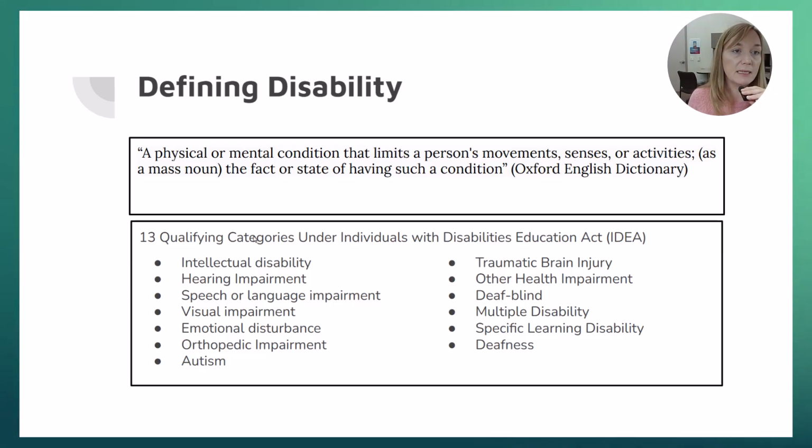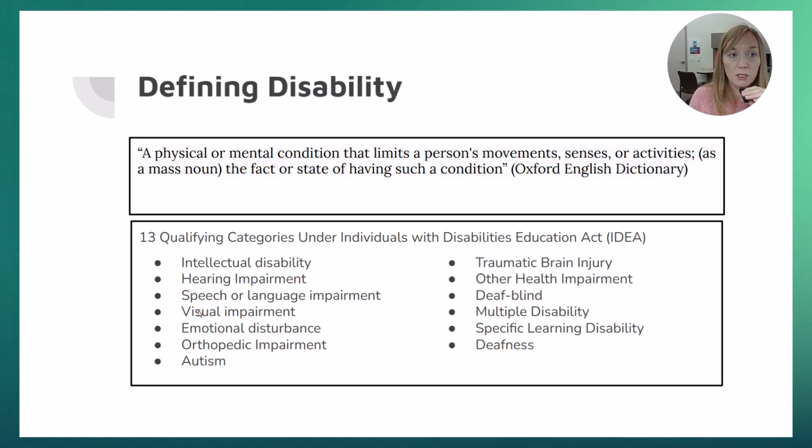that for school-age children to qualify for services through school, you have to qualify under one of the 13 categories. And this is defined under the Individuals with Disabilities Education Act. Those 13 categories include intellectual disability, hearing impairment, speech and language impairment, visual impairment, emotional disturbance, orthopedic impairment, autism, traumatic brain injury, other health impairment, deaf-blind, multiple disability, specific learning disability, and deafness.